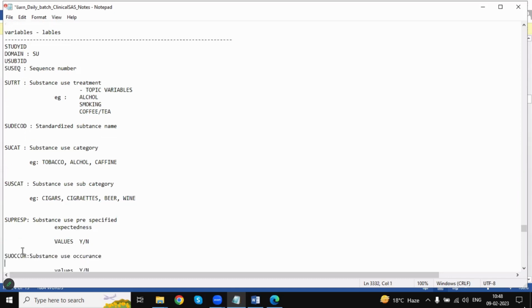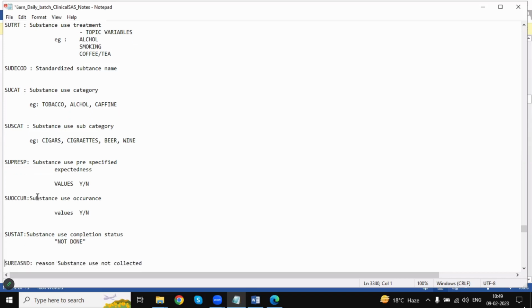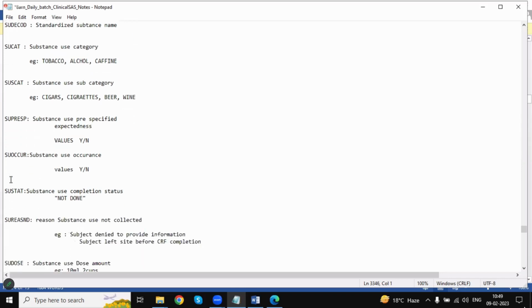Again, pre-specified or occurrence. Pre-specified is nothing but whether it was expected before or not. If it is expected before, yes. If not, no. Among those habits, which one is occurring? If all the habits are occurring, then yes. If one of them is not occurring now, no. Okay, so always these two variables will come together. Another two variables also will come together.